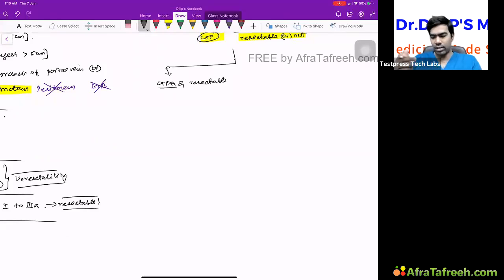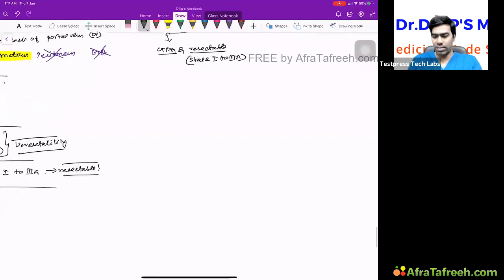In that, the patient has Child A liver function, LFT. And resectable means, in TNM staging, stage 1 to 3A. So that's what is meant by resectable. The patient has CTP-A and a resectable lesion.